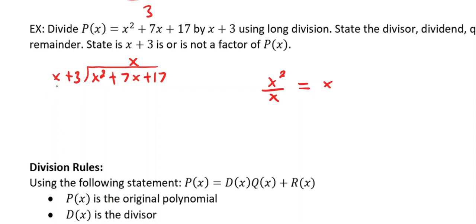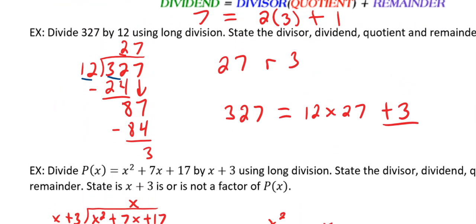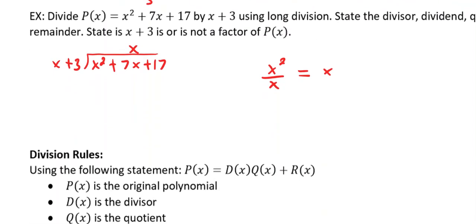Okay. Now, following the same pattern that we did in the last one, right? Remember when we put the number up here, we said it was 2, and then we went 2 times 12 to get that 24. We're going to do the same thing here, but we're going to go x times x plus 3. So as a polynomial, x times x plus 3 would be x times x and then x times 3. So that would be x squared plus 3x.